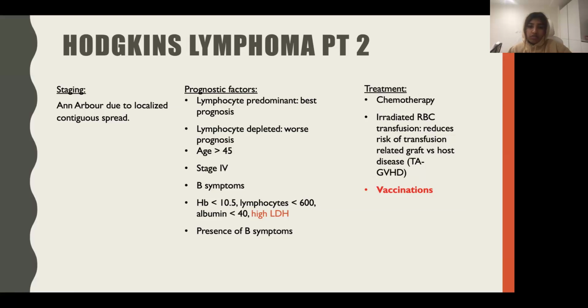Prognostic factors: lymphocyte predominant is the best prognosis. If you're lymphocyte depleted, that's the worst prognosis. If you are over 45, that's not good. Stage 4 is not good. B symptoms and a high LDH are not good. The one that they test the most, what's a prognostic factor of Hodgkin's lymphoma, is usually high LDH. Treatment is chemotherapy, vaccinate them because they'll be immunocompromised, irradiated red blood cell transfusions, all of that.